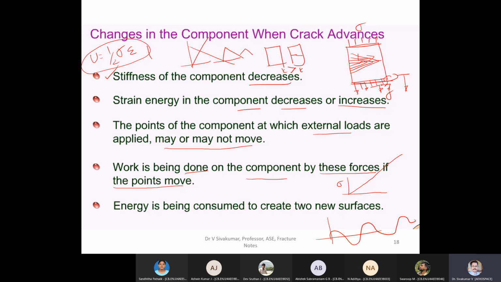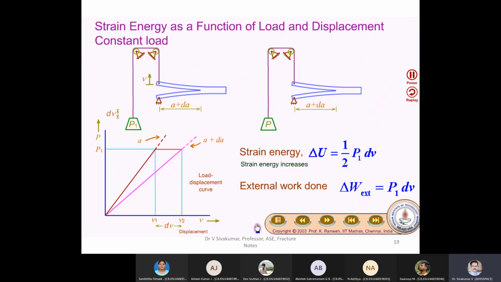So how will the energy dissipate? Energy is consumed to create two new surfaces, because as per the law of physics, energy cannot die. It is conservative. The energy will convert into some other form. Here the form is two new surfaces it will create.